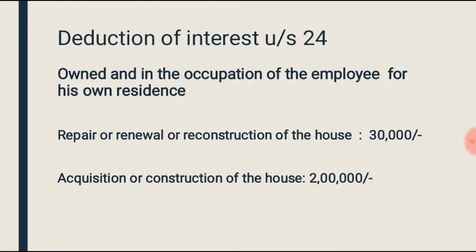The maximum tax deduction allowed under Section 24 of a self-occupied property is subject to a maximum of rupees 2 lakh.